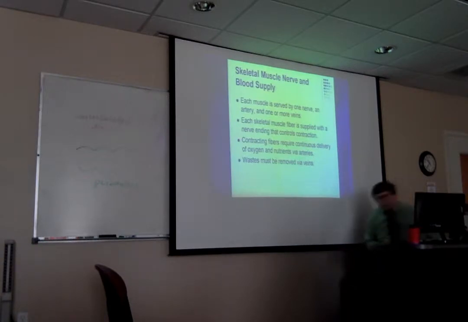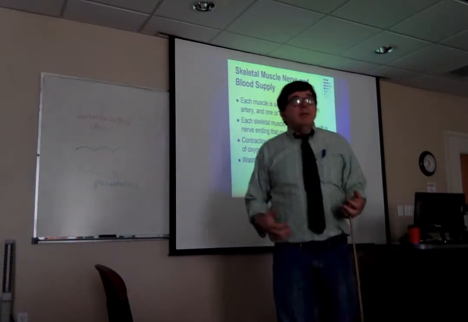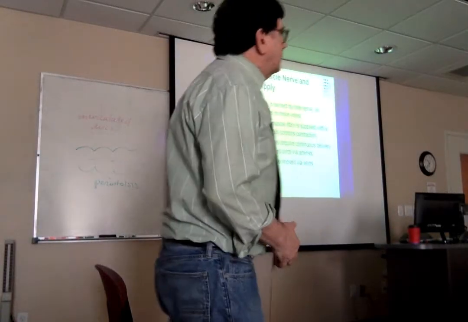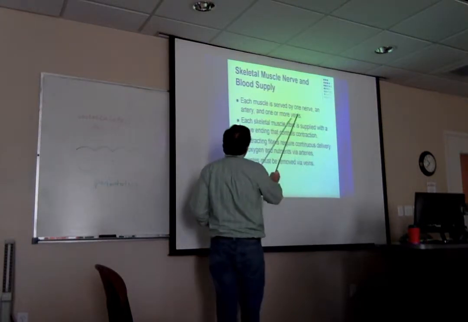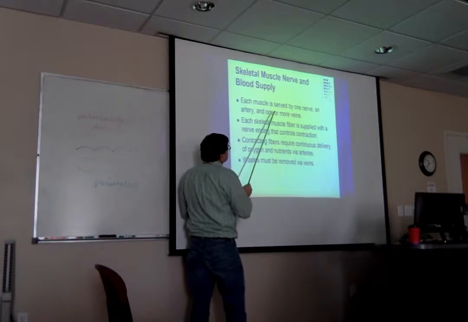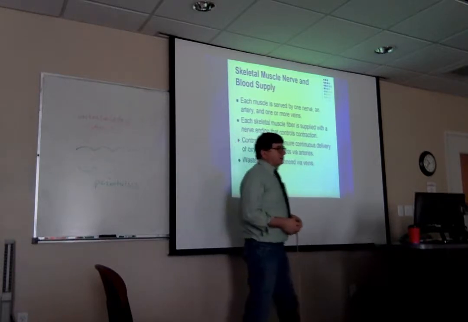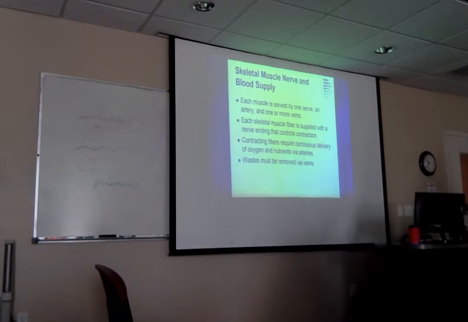Now, like any other organ, it needs a blood supply that can deliver oxygen and nutrients. Each muscle is going to be served by one nerve, an artery, which delivers oxygen and nutrients, and it's going to be served by one or more veins that are going to drain blood from that muscle. Okay?